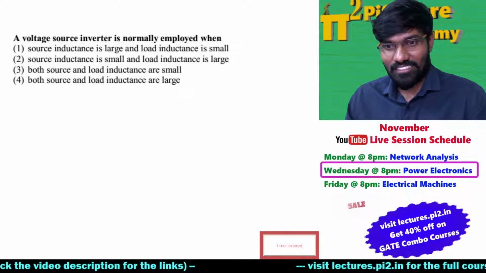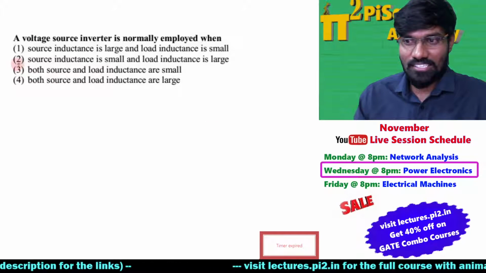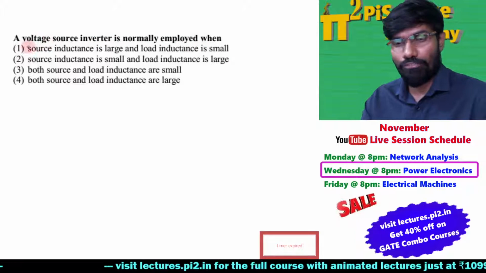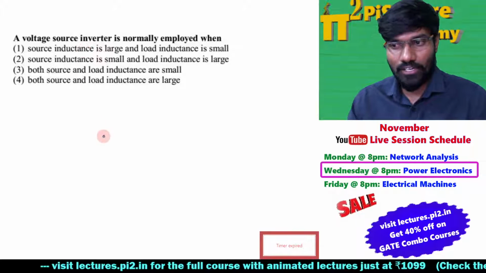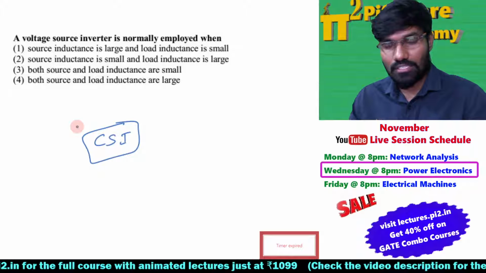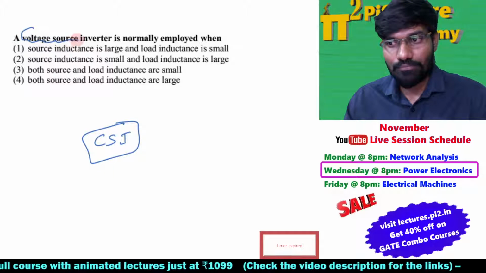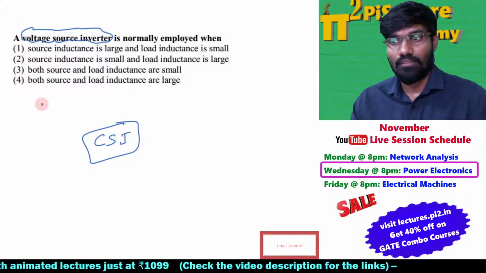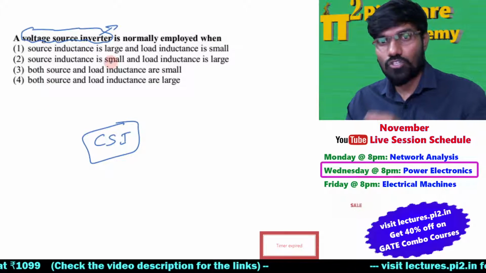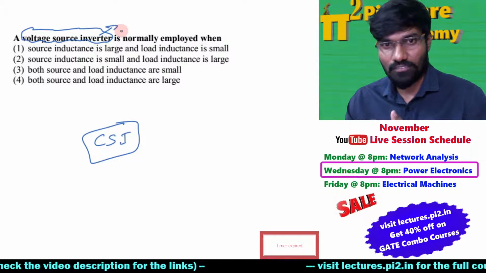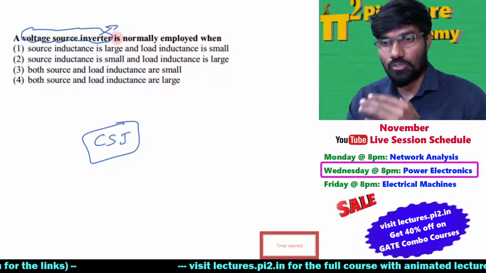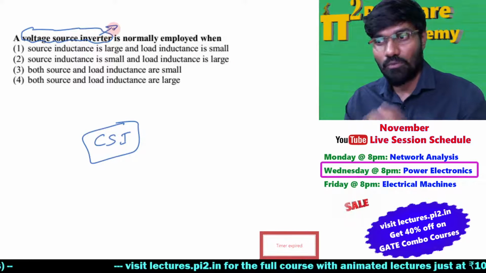Electrical engineering good. The answer is that a voltage source inverter is normally employed. When do you prefer a voltage source inverter and when a current source inverter? We prefer to use a voltage source inverter when you want currents to be smoother, with less harmonics.